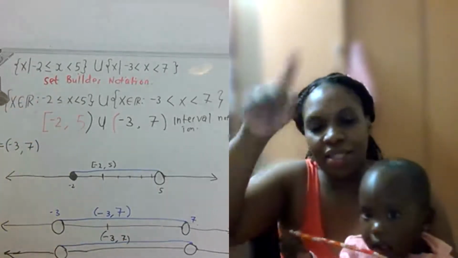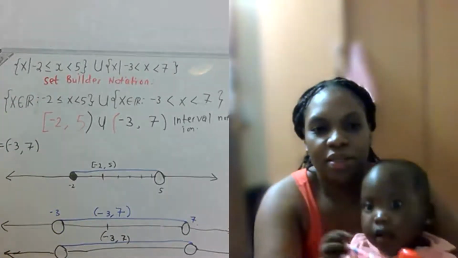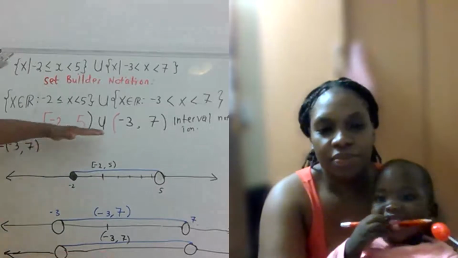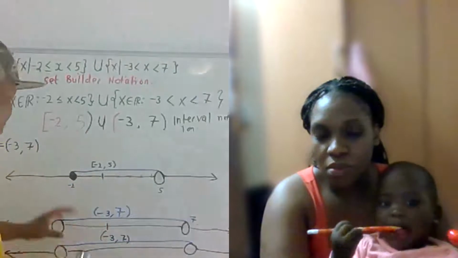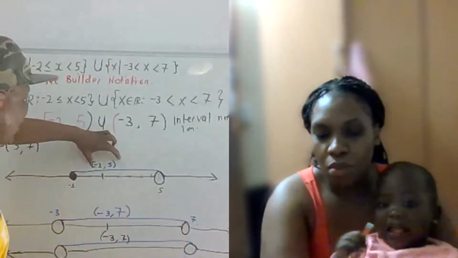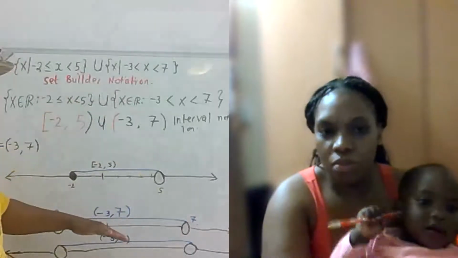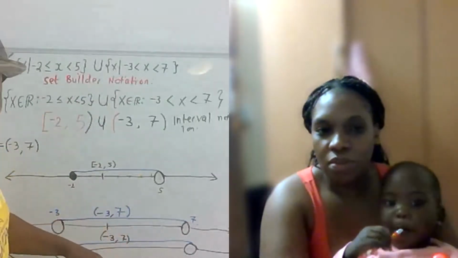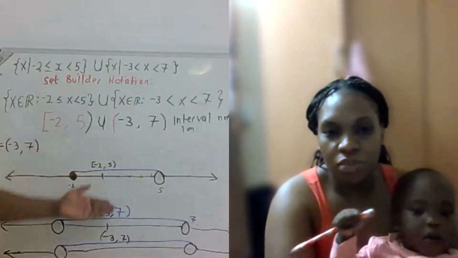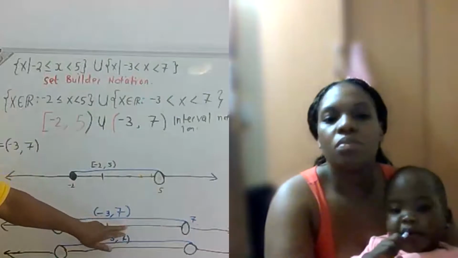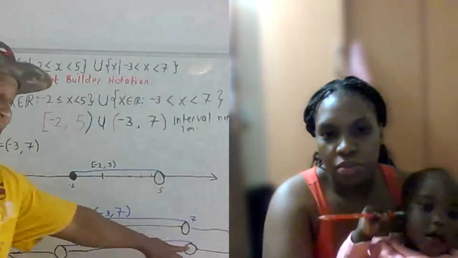So we don't count the ones inside, -2 to 5. They don't matter. Let me explain what I mean. Remember, you unite together. When you put them together, what is your final answer? Together, all these are inside -3 and 7 because they are within. You understand what I'm saying? So we don't have to write them again because all this stuff is within this one. So our final product is from negative 3 to 7.